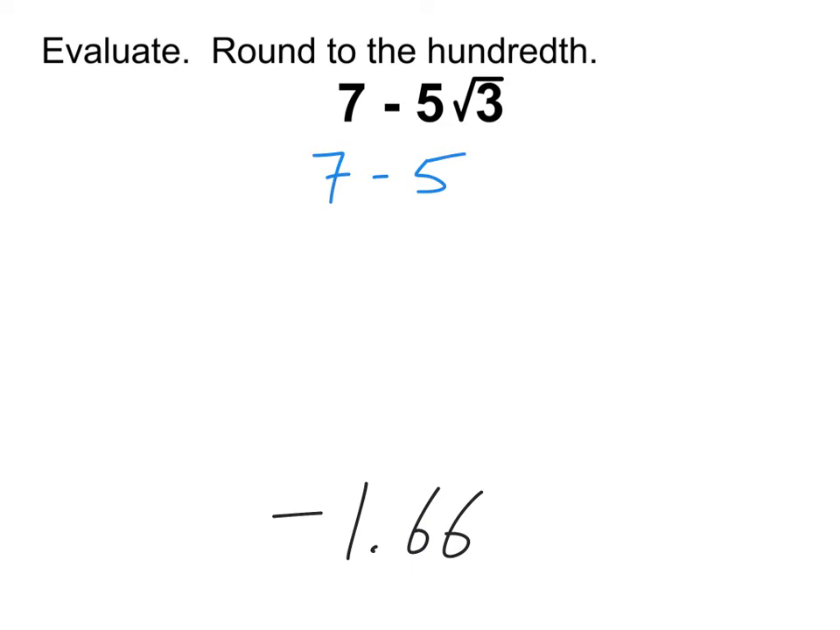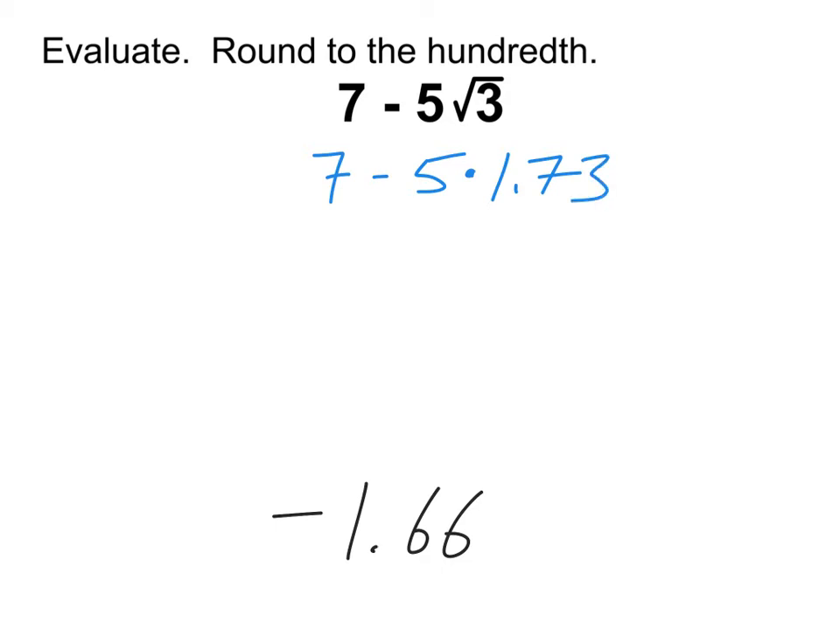What operation is going on between the 5 and the root 3? Multiplication. And so it's going to be 5 times the square root of 3, which conveniently enough is what we just calculated in the last problem. That's that 1.73 and so on number.